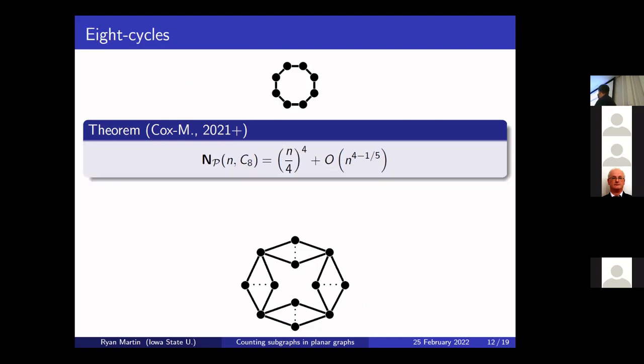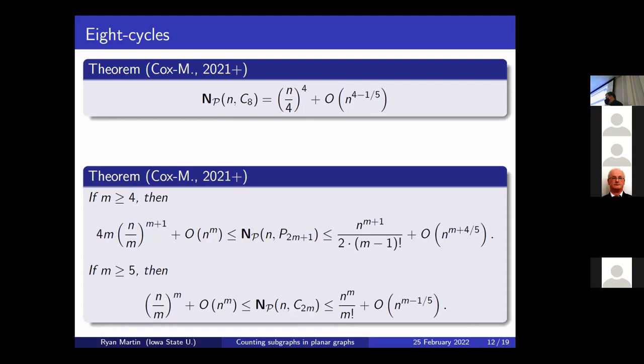All right. C8. And over 4 to the 4th. And the configuration is what we might expect it is, and it's big O of n to the 4 minus 1/5. One note I would make is this is what I would call, and I'm going to call it later, a planar blow up of a 4-cycle. It's not a planar blow up of a 4-clique, which I'll get into hopefully if we have some time.